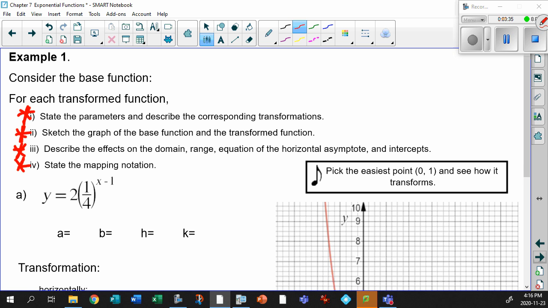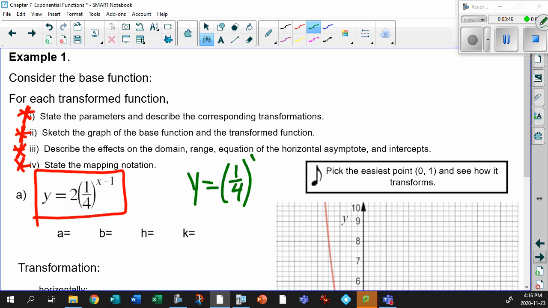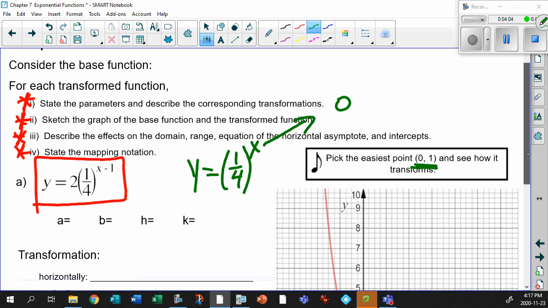The graph I want to deal with is this guy right here. Remember, its original graph was this guy, y equals to 1/4 to the power of x. As a matter of fact, why don't you go out and graph that right now? You're smart. You know that when x is 0, any base to the exponent of 0 gives you 1. That's why that's always the key point to deal with.